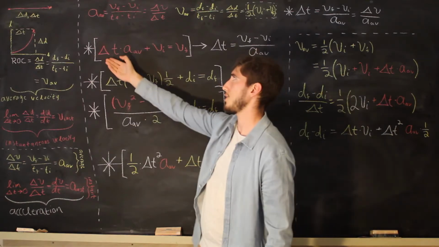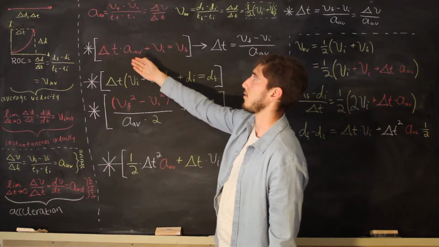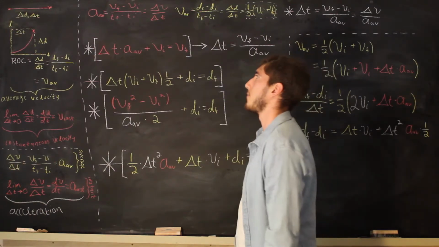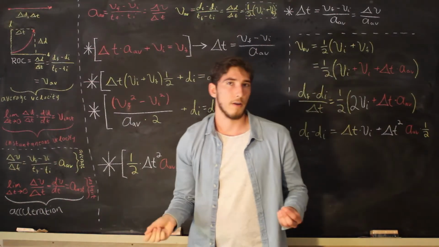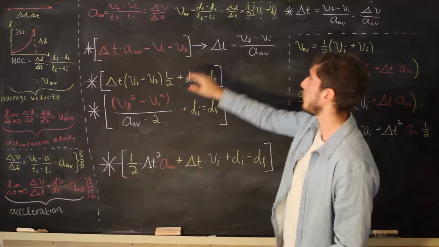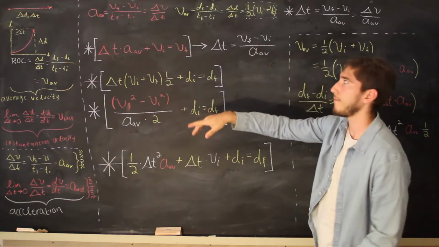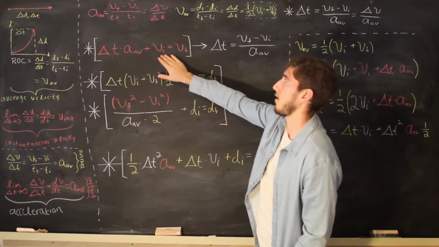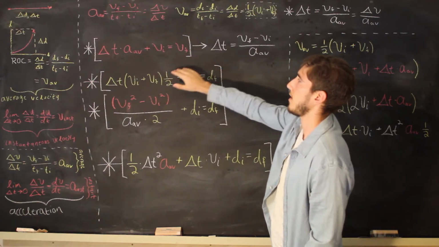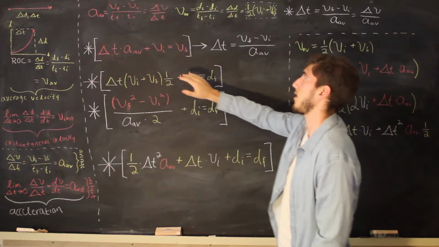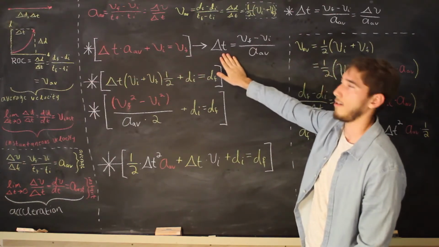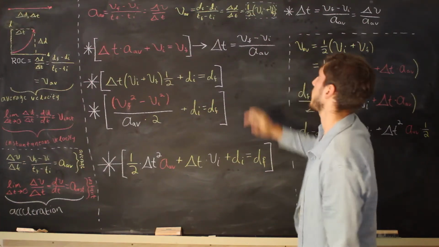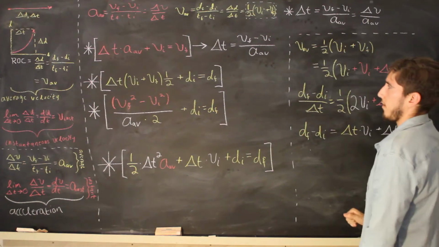And we'll have change in time times acceleration average plus velocity initial, which is equal to v final. But we could also derive another formula from this. We could find t, or the change in t. In this case, change in t would involve subtracting the velocity initial to the right side and dividing it by acceleration average. So we're going to get change in t is equal to v final minus v initial over acceleration average. So let's add that to our toolbox.